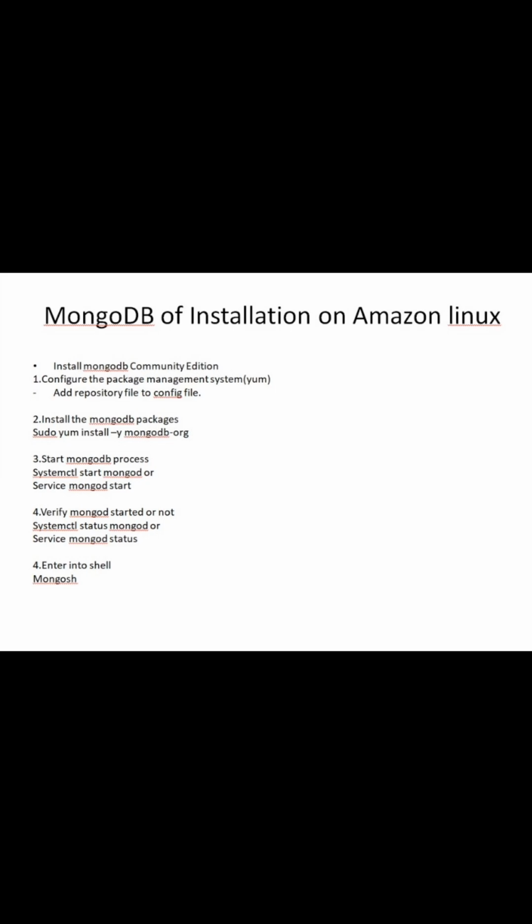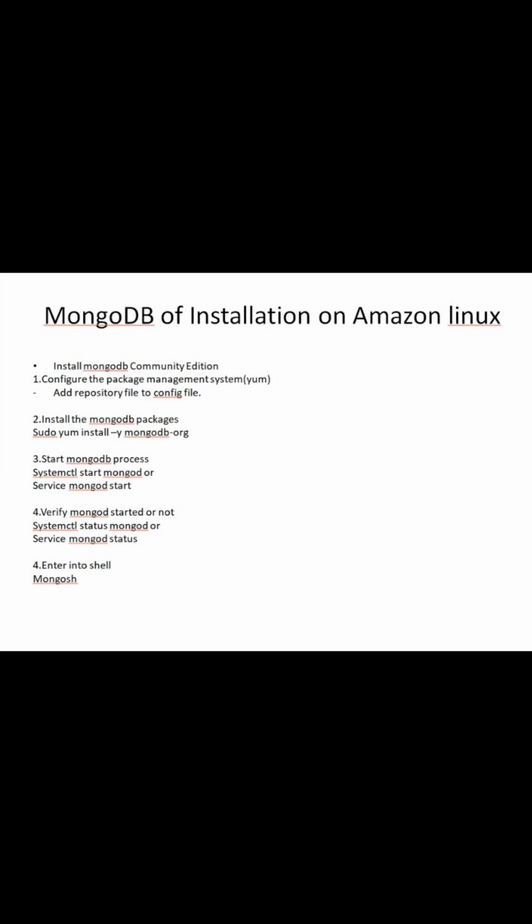Next I'm going to explain how to install MongoDB on Amazon Linux OS. What is the procedure we need to follow to install? Let's get started. There are 3 methods to install MongoDB: RPM, repo and tarball. Now I'm going to explain the repo method.